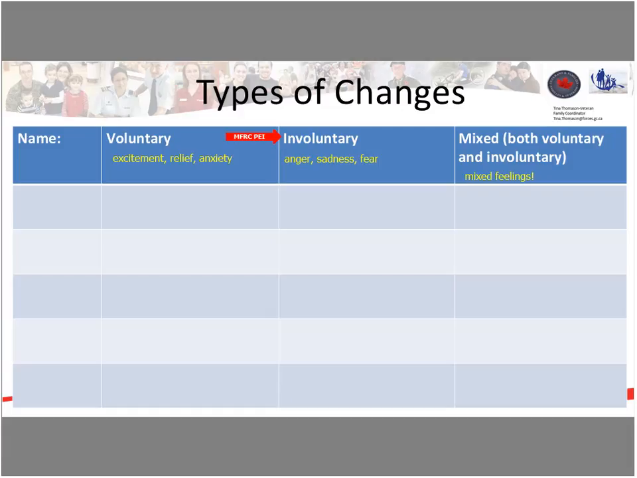So let's brainstorm some examples of each type of change. Can everyone please use your pointer tool to claim a row on the whiteboard? And Diane, there you are. Great. Now use your text tool to fill in some examples of voluntary, involuntary, and mixed type changes. Remember to click away when you're done typing, and give me a green check when you're done.